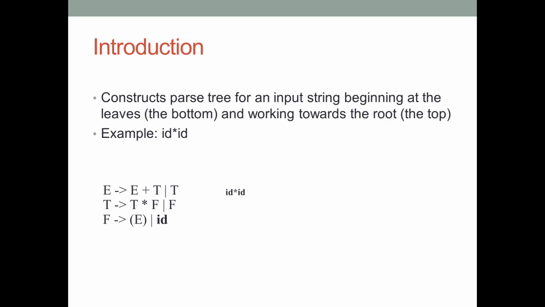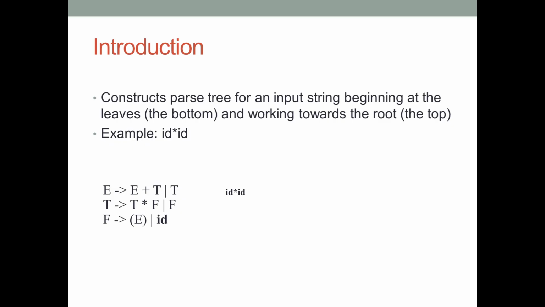There are two types of parsing available. One is top-down parsing and the other is bottom-up parsing. In top-down parsing, it will construct the parse tree from the root to the leaves, and the shift reduce parser is a bottom-up parser. It constructs the parse tree for an input string beginning at the leaves, that is the bottom, and working towards the root.